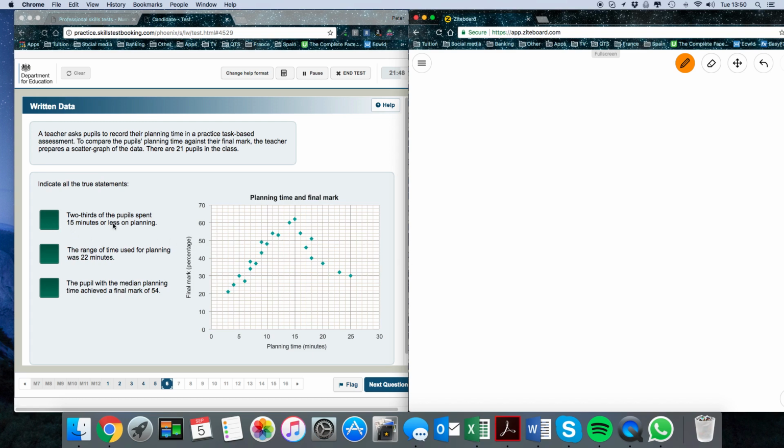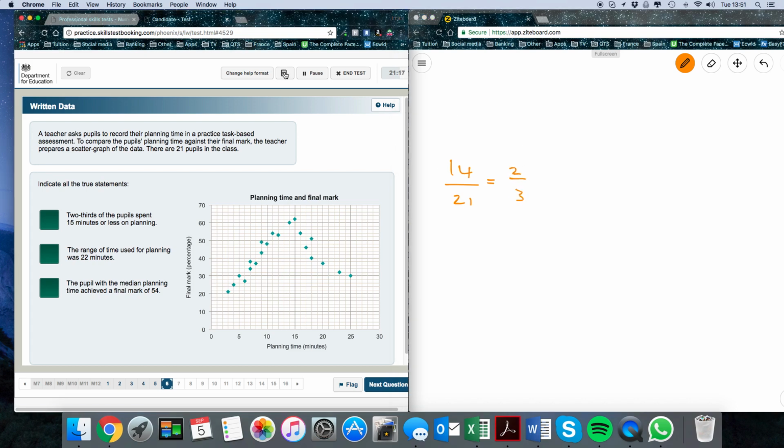So top one, 2/3 of the pupils spent 15 minutes or less on planning. I'm going to count this dot as 15 exactly, so I count this one as or less. So 1, 2, 3, 4, 5, 6, 7, 8, 9, 10, 11, 12, 13, 14. So that's 14 out of, well look, I don't need to count the rest. It tells me at the top it's 21.